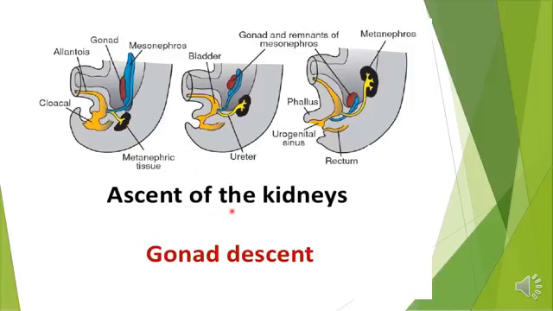In these pictures you can see the ascent of the kidney. The kidney develops in the pelvis initially, and growth of the lumbar and sacral regions and the body curvature causes ascent of the kidney up. You can see.